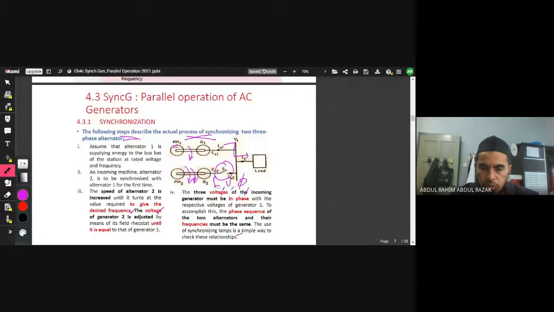So three parameters should be confirmed before we switch on this S. Frequency: it comes with a little bit higher, but it should end at the same frequency as G1. Voltage should be at par, and your phase should be at the same sequence. Okay, these three parameters should be taken into account before we switch on the synchronization: F, V, and phase.